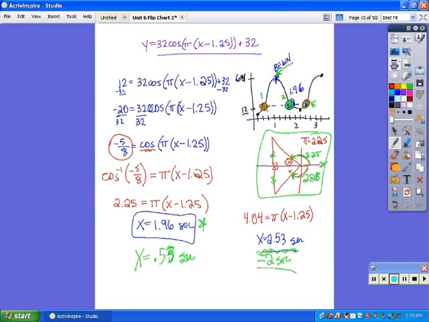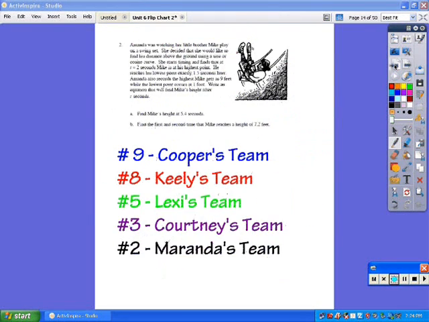For class time tomorrow, here are the problems you are supposed to work on. Momentarily. I'm not sure why things are moving so slow today. So there we go. In the following problems, not everything is going to get assigned. These are the 5 groups. These are the problems you should work on. Cooper's team has number 9. Keely's team has 8. Lexi's team has 5. Courtney Knowles' team has number 3. And Miranda's team will do number 2. And I will see you tomorrow.